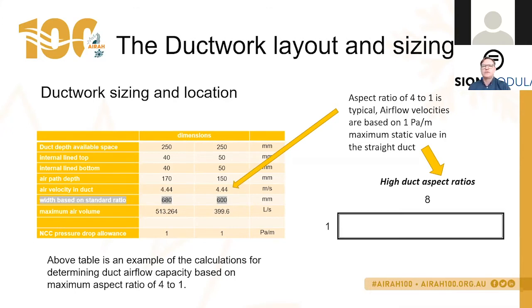So if we stick to a reasonable aspect ratio of only 4:1, this ductwork at 170 millimetres air path can only accommodate 513 litres per second. Or if we used a different type of insulation that was 50 millimetres thick, then we're down to only 400 litres per second. So you do end up being quite limited in the air capacity of the ductwork.